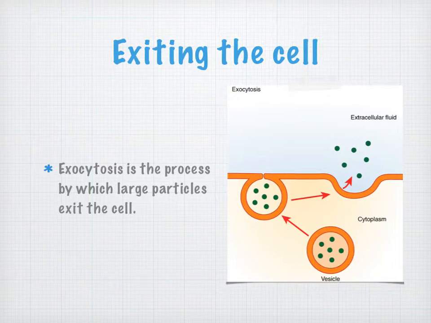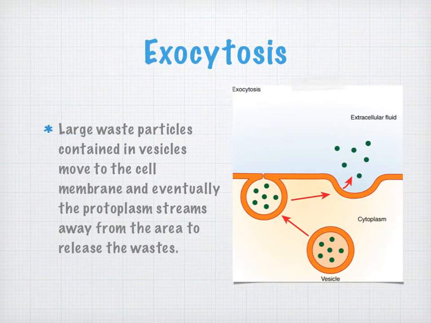Exiting the cell. We've entered, now we need to be able to exit. Well, exocytosis is a process by which large particles exit the cell. So we have our vesicle, and our vesicle goes up to our cell membrane. It becomes part of the cell membrane, and then it releases its particles into extracellular fluid.